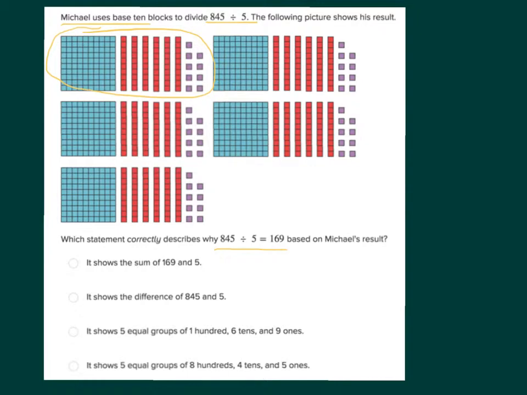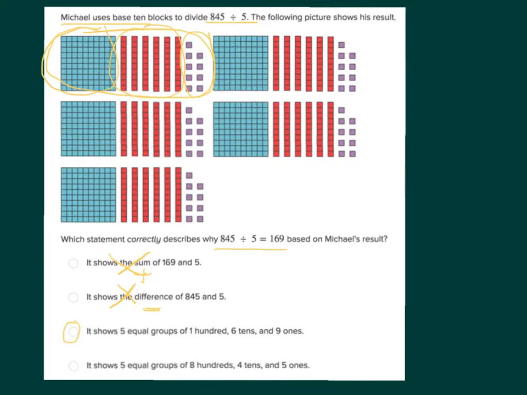It shows the difference of 845 and 5. No, difference means subtract. See, sum means add, difference means subtract. Those two don't make sense. Okay, the third one. It shows 5 equal groups of 100, 6 tens, and 9 ones. 100, that's right here. 6 tens, that's right there. And 9 ones. It does show that, 5 equal groups. Okay, so that's looking good.